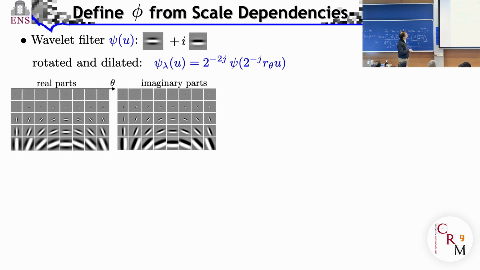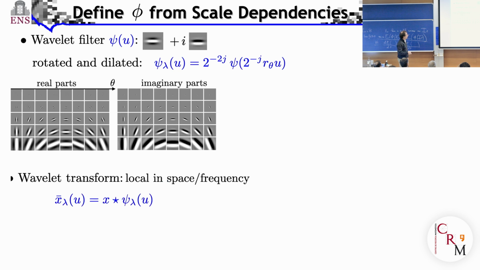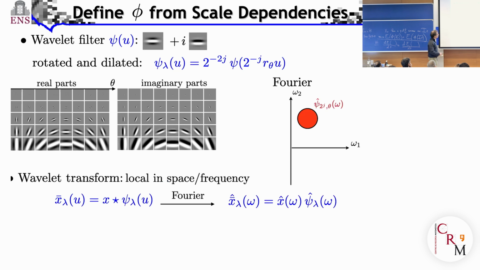And these functions, I'm going to scale them by a factor 2^j, so their supports are going to grow or shrink, and rotate them in order to measure the frequencies within different directions. And here are the wavelets rotated, rotations like this, and dilated. The wavelet transform is computed by taking your field and making a convolution with the wavelet. So in the Fourier domain, this means that you are going to multiply the Fourier transform of x.